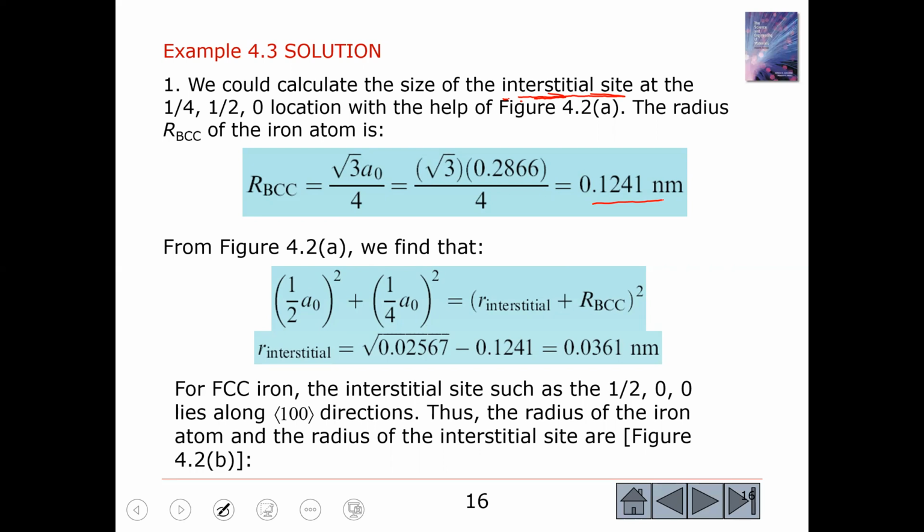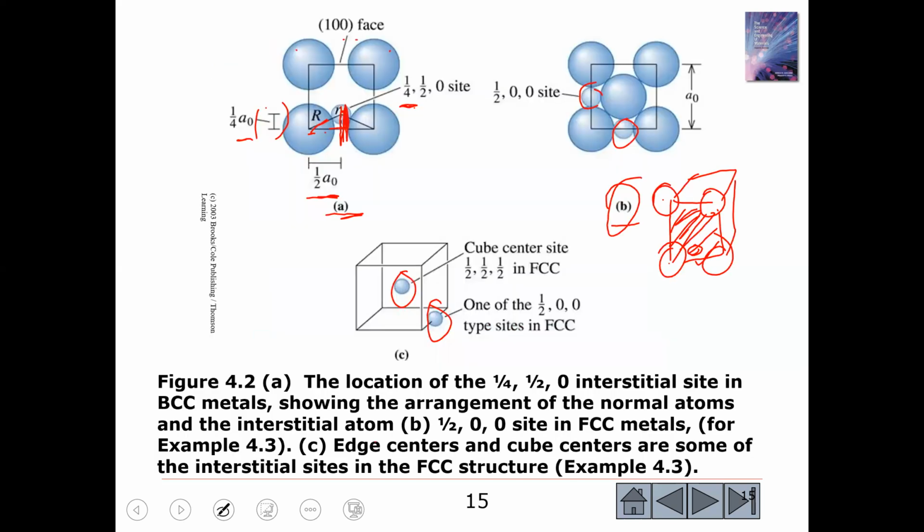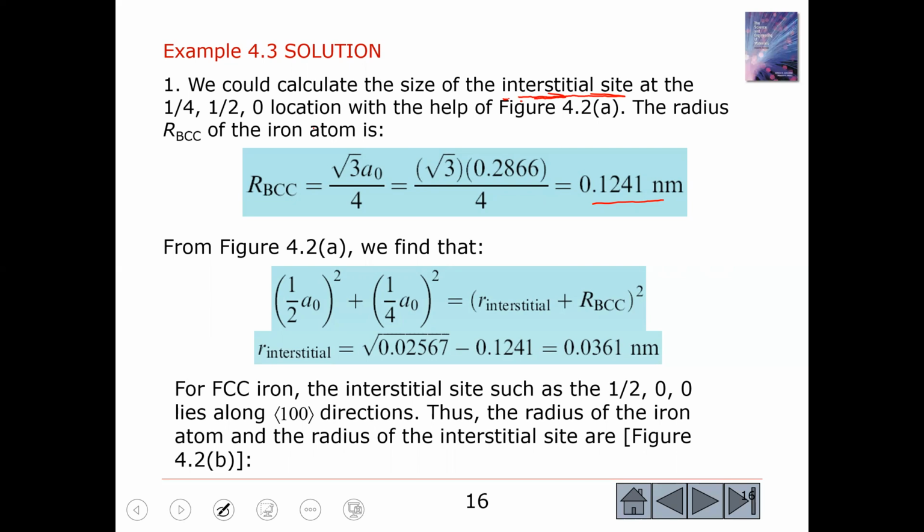From figure 4.2a, we find that this distance, this hypotenuse, is the radius of the iron atom plus the radius of the carbon atom. So the radius of the interstitial is actually the radius of the carbon atom plus the radius of the iron atom. If you apply the Pythagoras theorem, the square of this is equal to the sum of the squares of this side and this side, right? So that is 1/2a plus 1/4a.